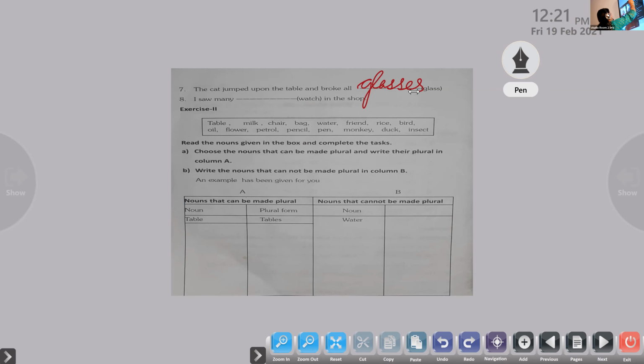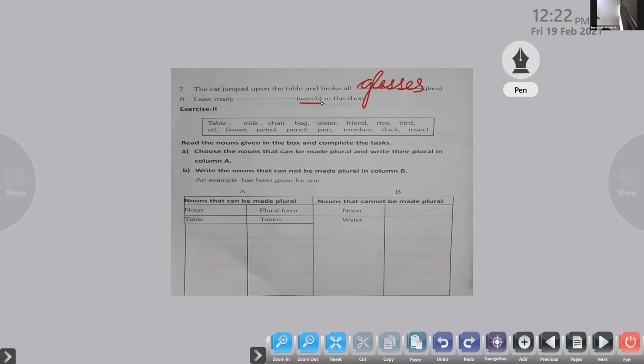Adidev M. Nair, come on, do the next one. I saw many dash in the shop. So what do you write there? I saw so many watch. What is the plural form for watch?